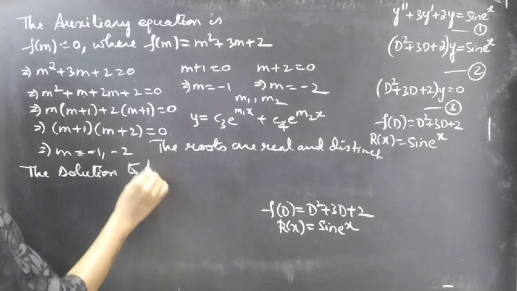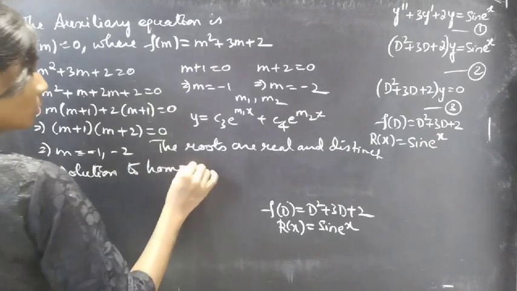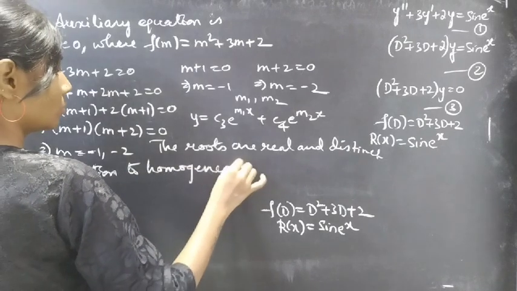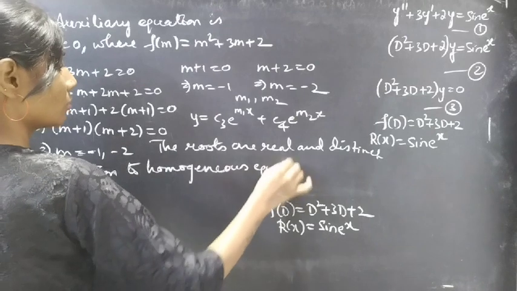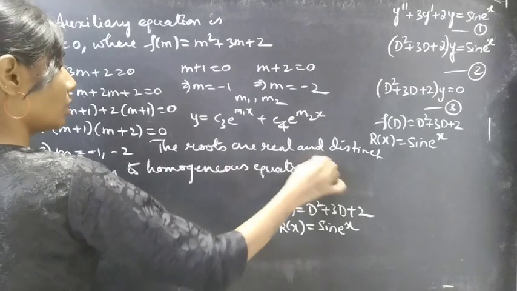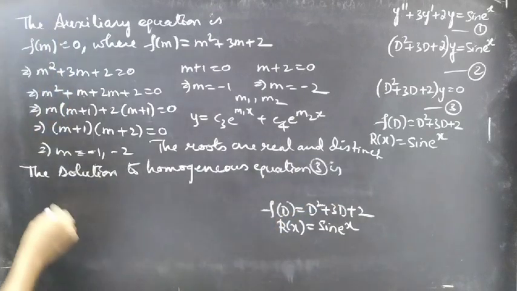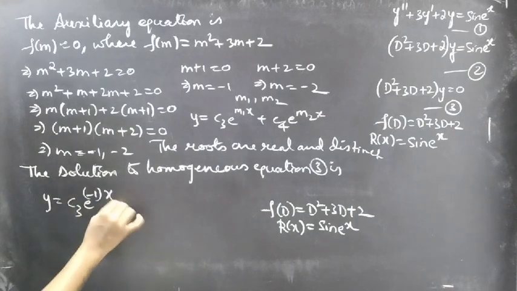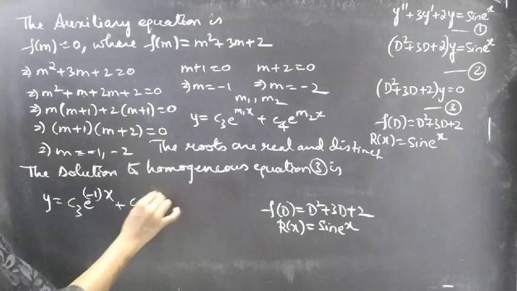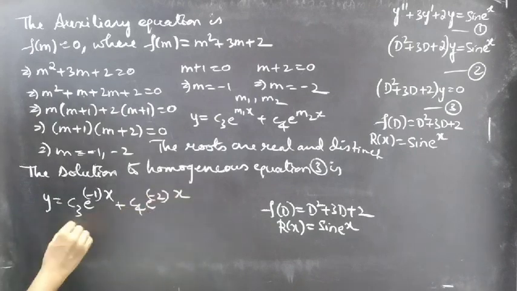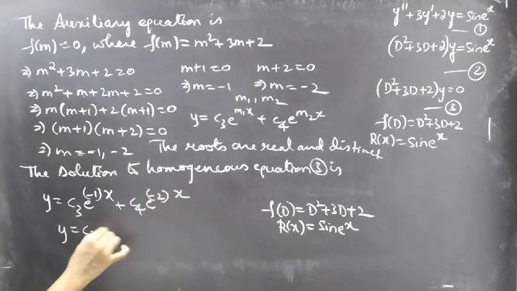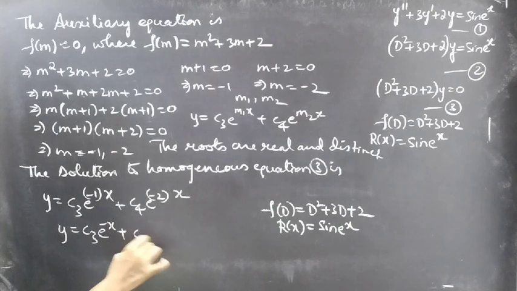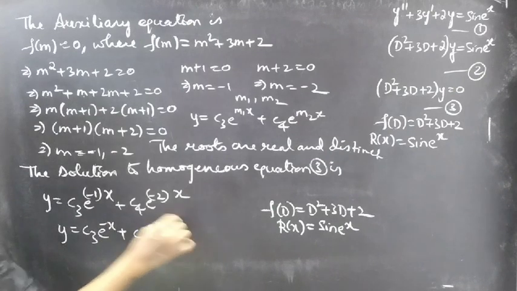Now coming to the solution to the homogeneous equation. The solution to homogeneous equation 3 is y equal to C3 e power minus 1 into x plus C4 e power minus 2 into x. This gives us y equal to C3 e power minus x plus C4 e power minus 2x.